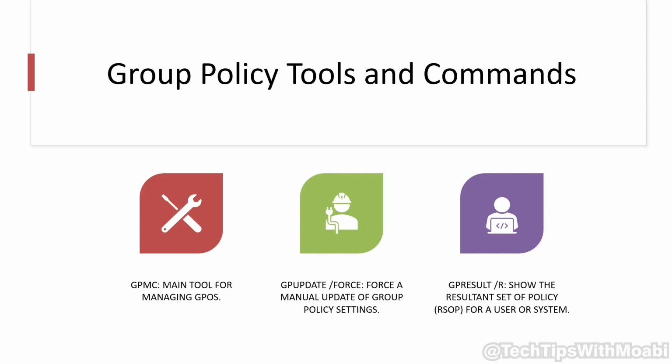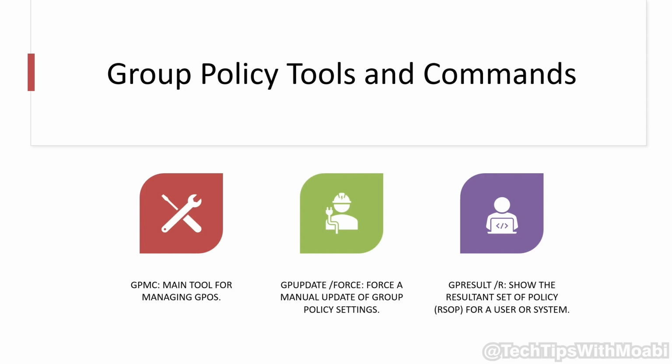So there are a number of ways in which you can control and manage group policy, but I'm going to show you only 3 methods that we are going to use in this series, which is the GPMC, which stands for the Group Policy Management Console. This is the main tool for managing group policy objects. And now we are going to take a look at 2 commands that we can use so that we can manage our group policy, which is the gpupdate /force and also gpresult /r.